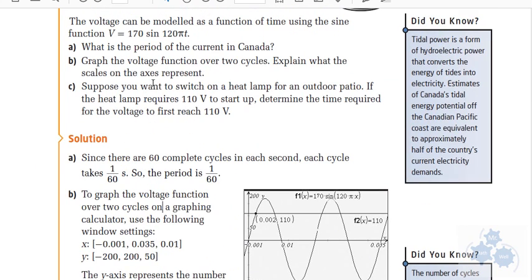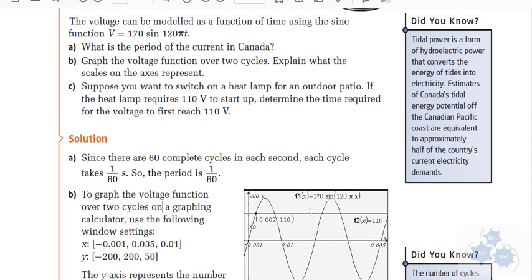So, explain what the scales on the axes represent. Okay, we just talked about that, I guess. Suppose you want to switch on a heat lamp for an outdoor patio. If the heat lamp requires 110 volts to start up, determine the time required for the voltage to first reach 110 volts. Okay, so the voltage, that's the y value. So this is voltage here. That's what that axis means. And this is the time.